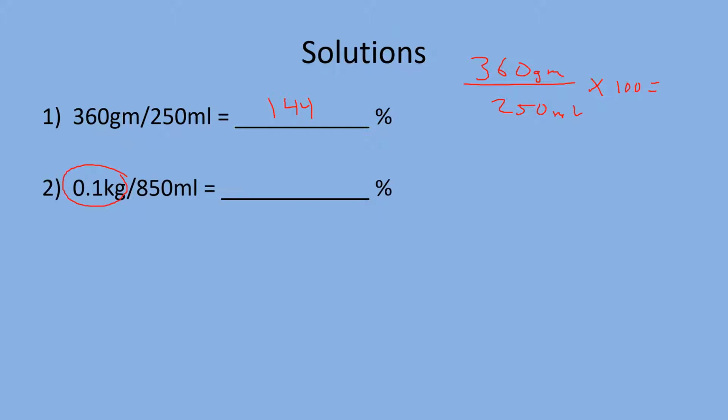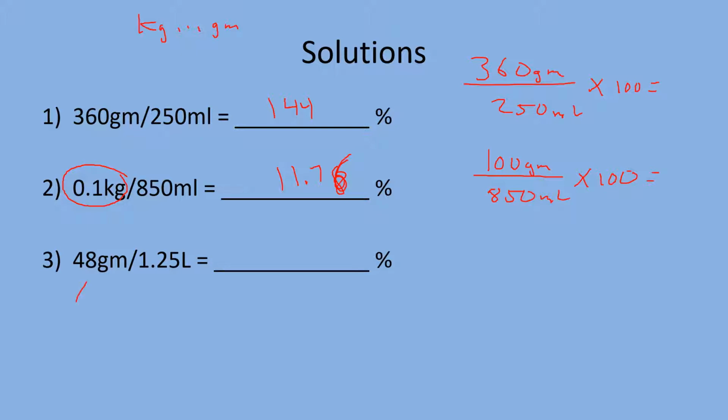Kilo, how many grams is that? 0.1 kilo. Kilograms, dot, grams. So how many grams is 0.1 kilo? 100 grams. Yeah. The volume is 850 mLs, times 100 to get your percentage. 11.78? Well, 7.6. Yeah, close enough. So about 11.8.